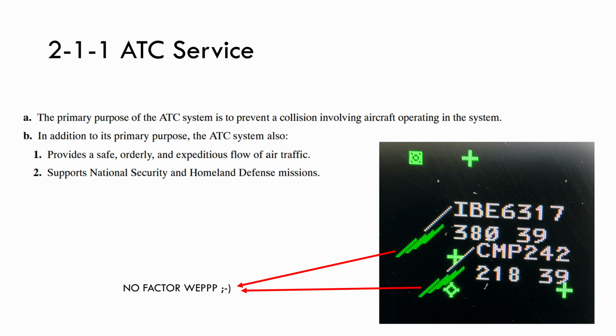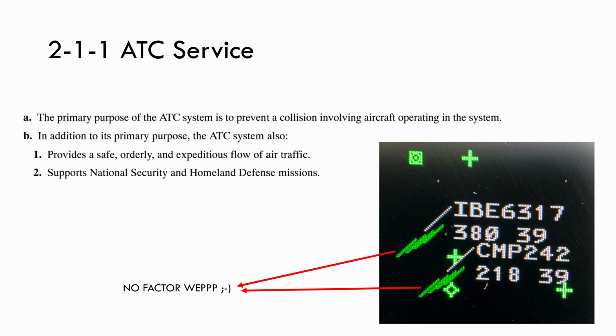Chapter 2 of the 7110.65, General Control. If you've ever stopped by our channel before, you'll know that your humble narrator absolutely loves that chapter because it very much sets the stage up for the play that we are about to put on. It's a very early section of that chapter as well, 2-1-1 ATC service. The subparagraphs read as follows.